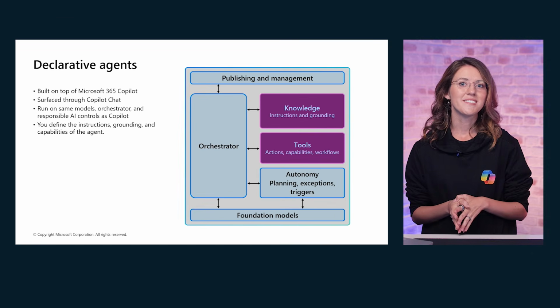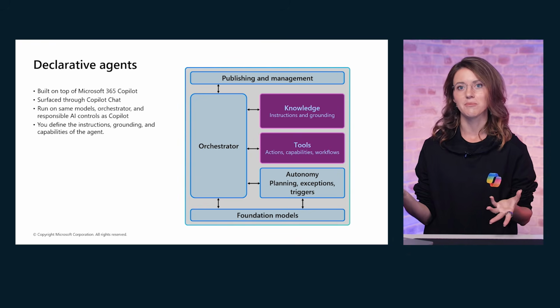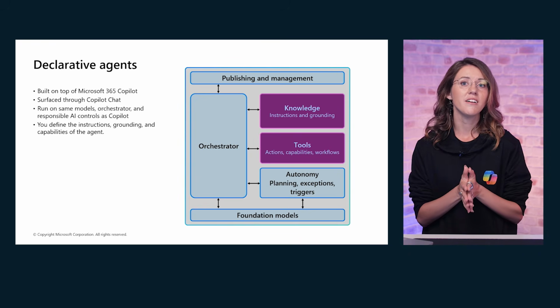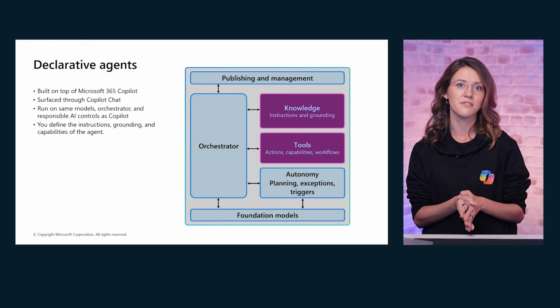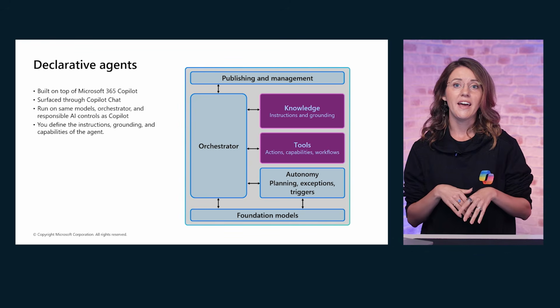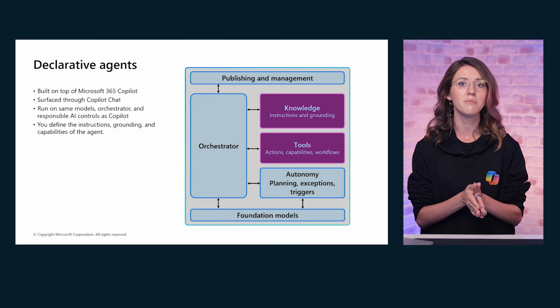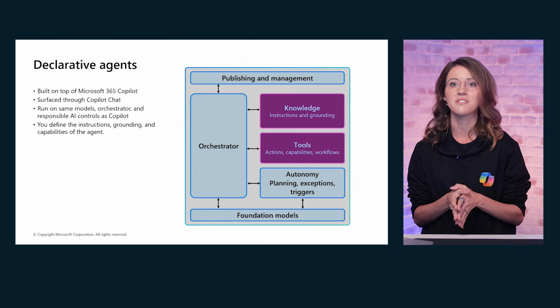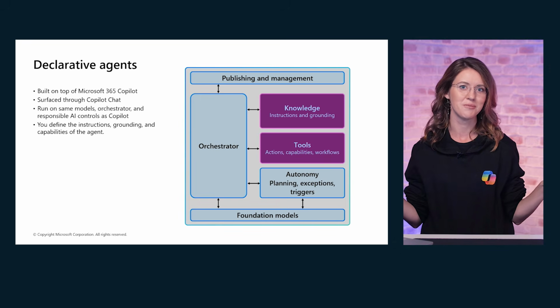As we move forward, it's important to understand the difference between declarative agents and custom agents. Declarative agents, also known as Copilot agents, are built on top of Microsoft 365 Copilot and accessed through Copilot Chat. These agents run on the same orchestrator, foundation models, and responsible AI controls as Microsoft 365 Copilot. That means you don't need to build everything from scratch.